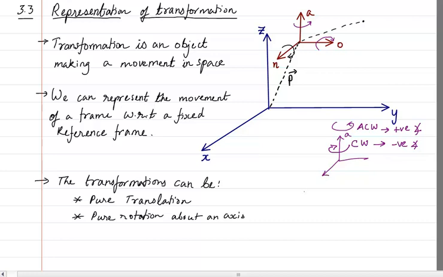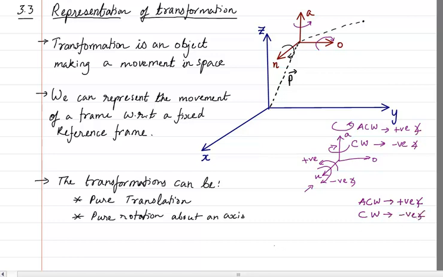Same is the case with N. So when I am looking from this direction, if I am going to move it clockwise, then it is a negative angle, and if I am going to move it anti-clockwise, then it's going to be a positive angle. Similarly for the case of O. So always remember, anti-clockwise is taken as a positive angle, and clockwise is taken as a negative angle.